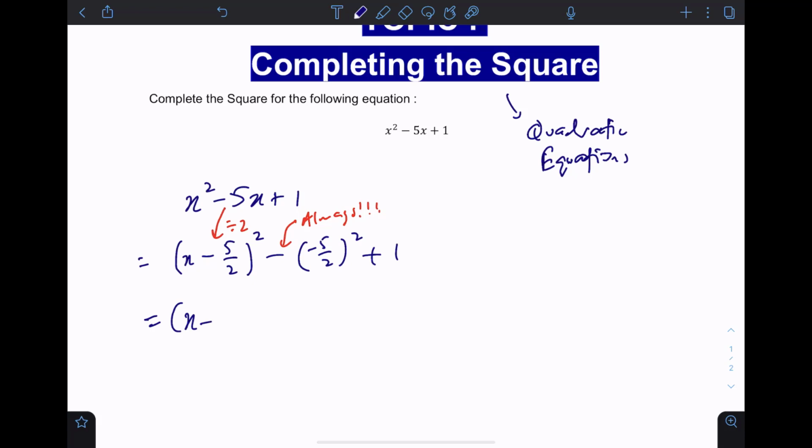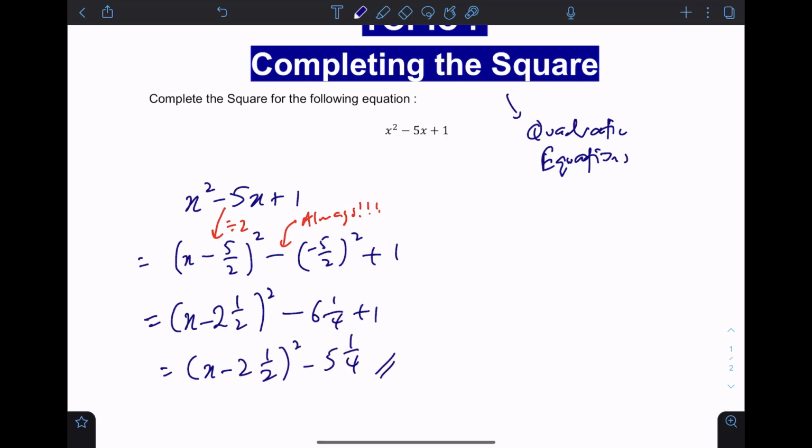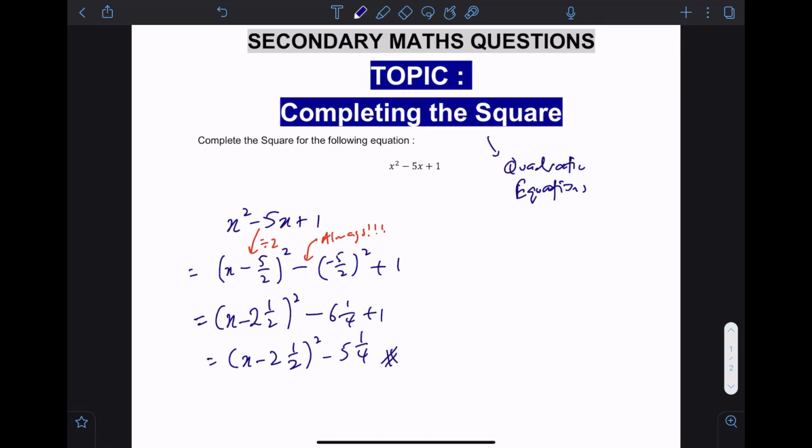So this becomes x minus 2.5 squared. Minus, again, this is always a minus. Alright? So this will be minus 6.25 or 6 1/4, plus 1. At the end of the day, your completing the square answer is x minus 2.5 squared minus 5 whole over 4. And this, my friends, is the final answer for the CTS question.